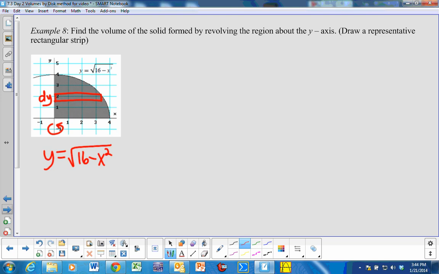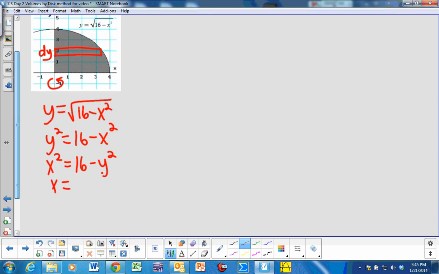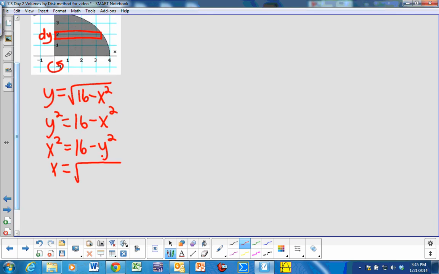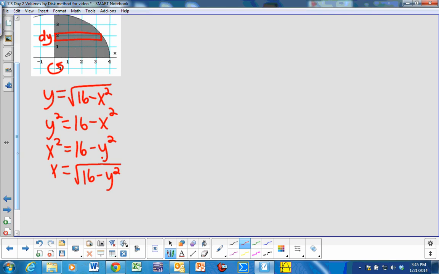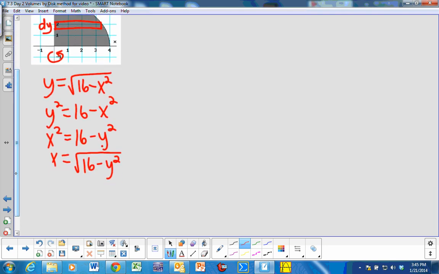Well, that's going to have to be changed to be x equals something, because everything has to have a y as in your function. So I need to square both sides, get x squared by itself, and then square root both sides, which would give me plus or minus the square root of 16 minus y squared, but we can see from the picture we're on the plus part of that. And so this is what x will equal here.